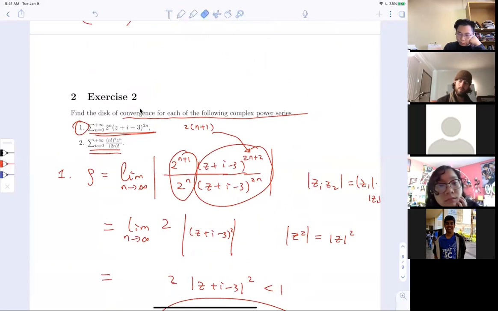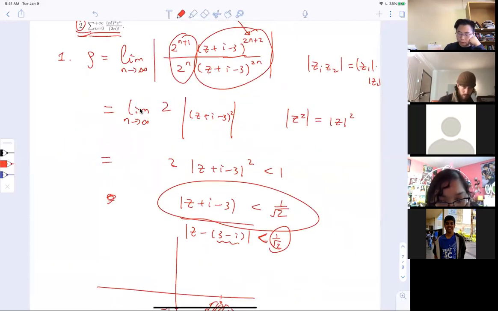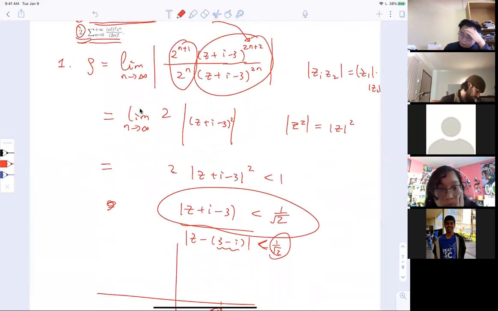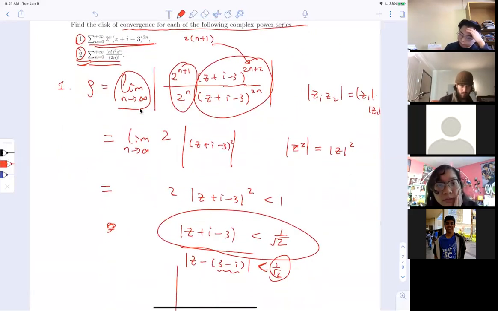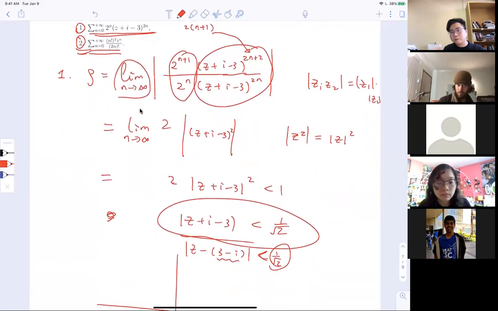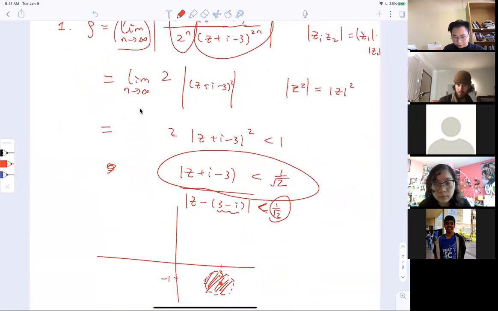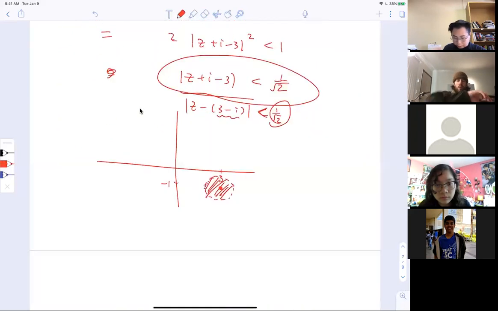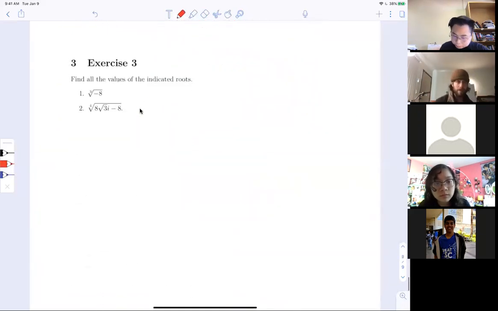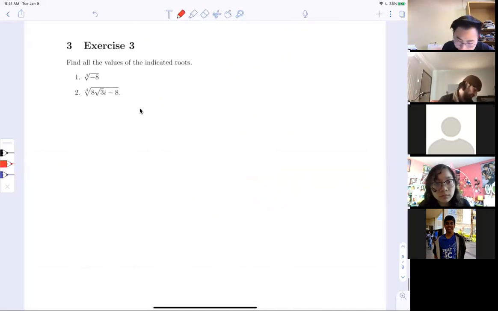For the second part, you can do it similar to what we did here, and just be careful when you do this kind of limit. So you can try it. Anyway, I will post the solution after our discussion, so you can try it first and then take a look. Another thing is you need to know how to calculate this kind of root.